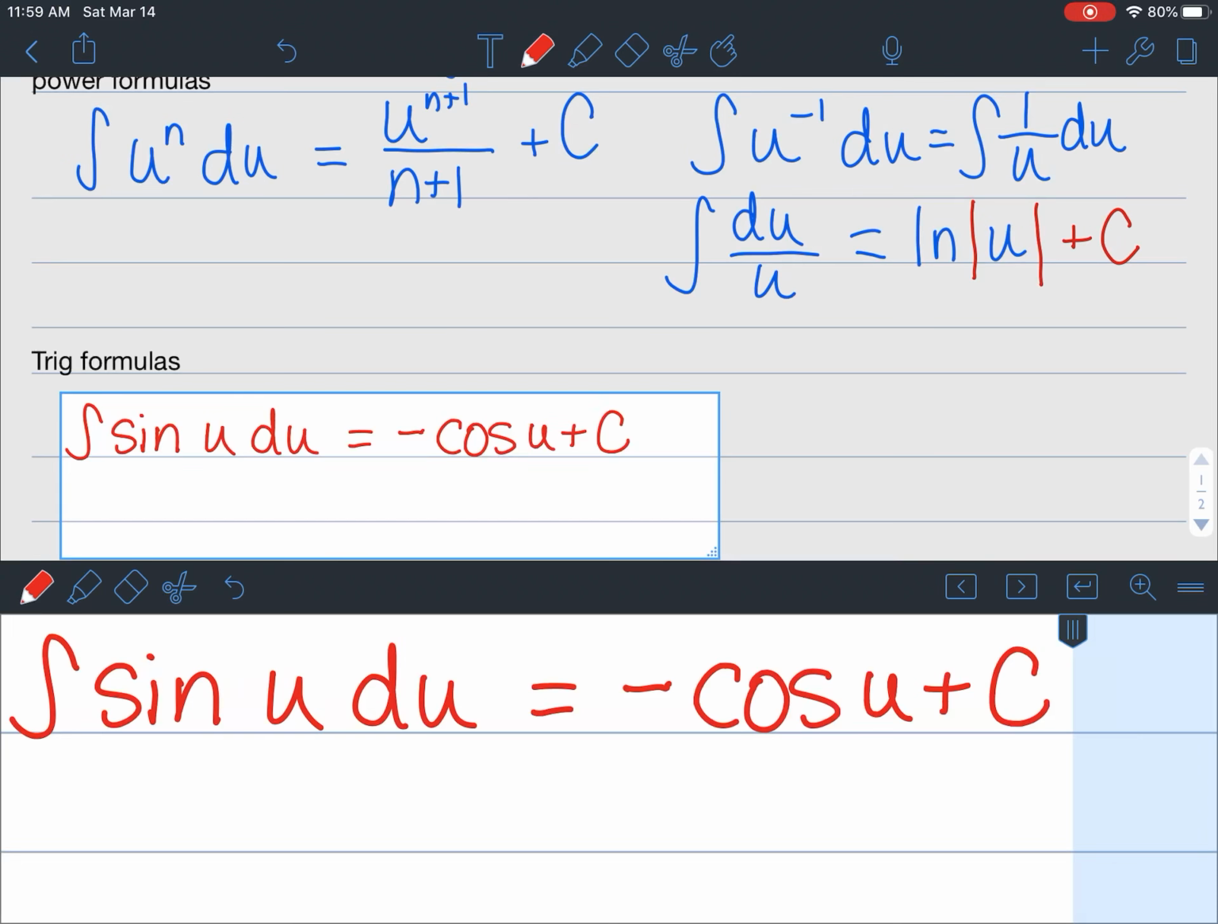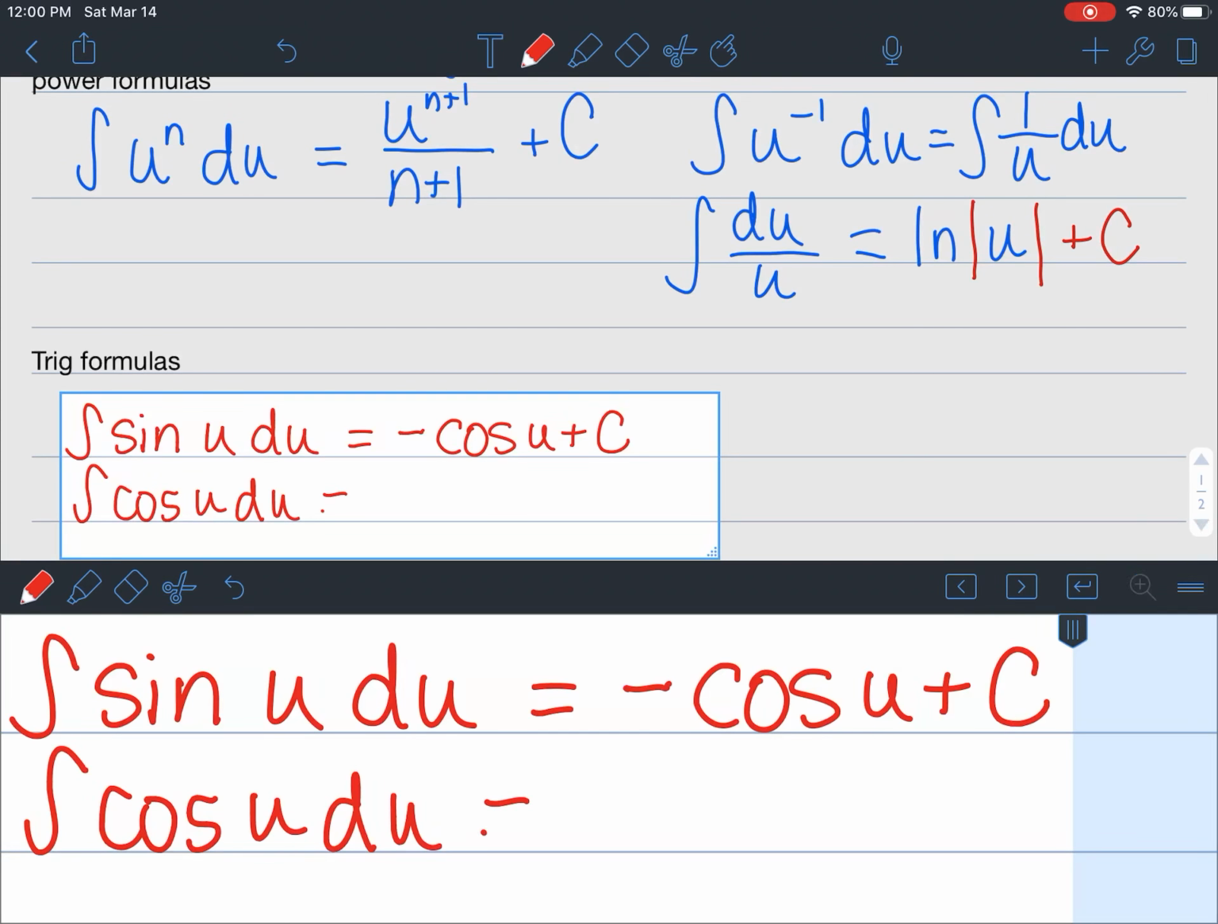If you're not sure, or if you temporarily disagree, try to take the derivative of negative cosine u. The derivative of negative cosine u is going to be positive sine u, because the derivative of positive cosine is negative sine, but this is already negative. Okay. So next, the integral of cosine u du is sine u plus c.